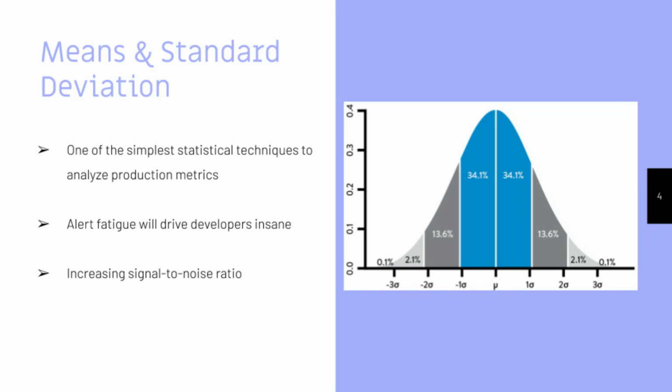The Gaussian distribution, as shown on the right, helps accomplish this. The vertical line in the middle represents the mean. The other vertical lines represent the standard deviations. Setting alerts for 3 standard deviations prevents alert fatigue, but still catches problems.